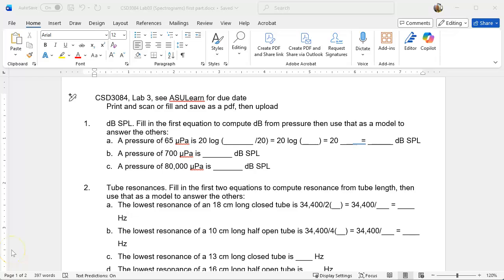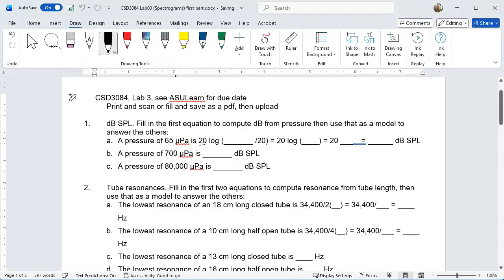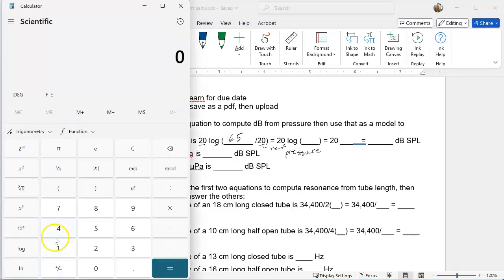All right, Lab 3 begins with a little computation of dB from pressure exercise. Our dB equation that we're going to use is constant 20 times the logarithm of the pressure, for this first question 65, divided by 20, another constant, which is our reference pressure of 20 micropascals. Use my handy dandy calculator.